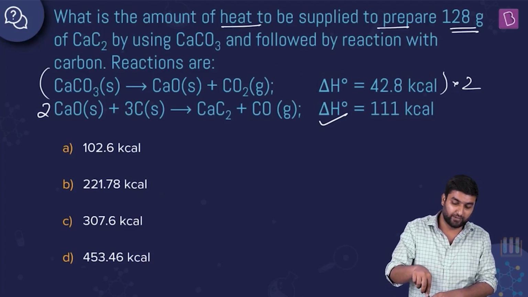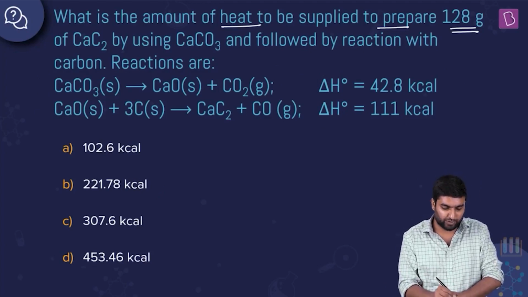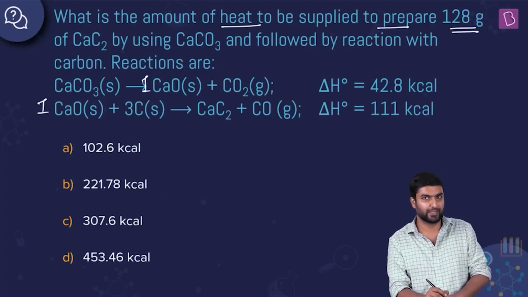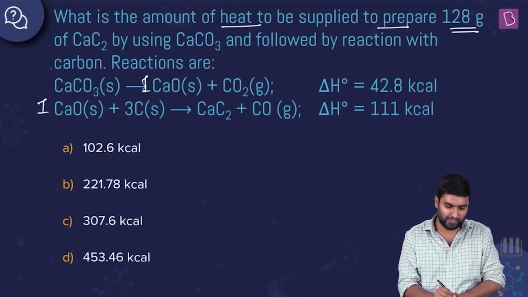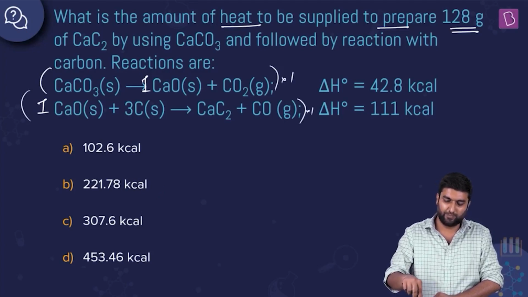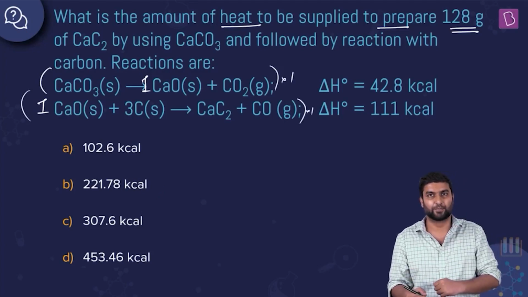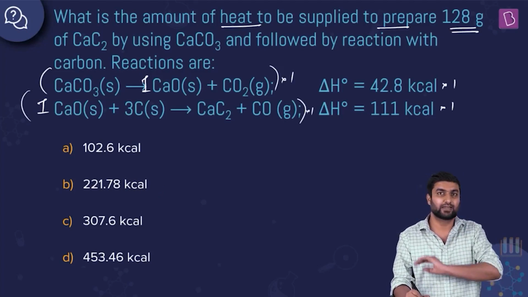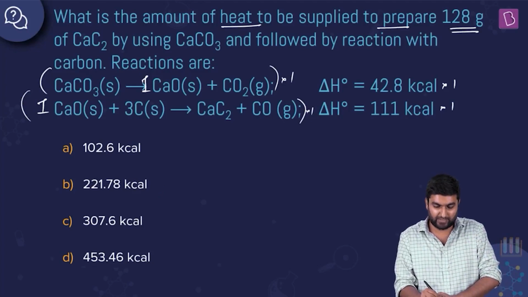But the good thing is here, I have the stoichiometric coefficient of CaO as 1 in both of them. So I don't have to do anything. I just have to take both of these reactions, multiply them by 1 and combine them, add them. That also tells me that I have to take these values and add them directly. No multiplication with any number, right?